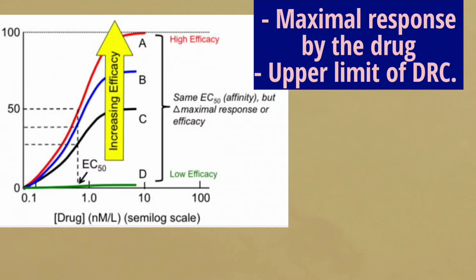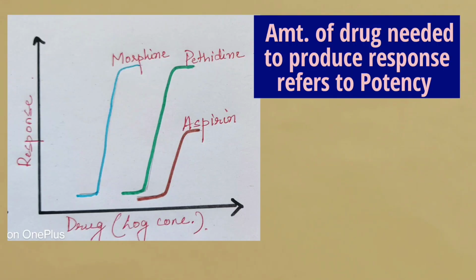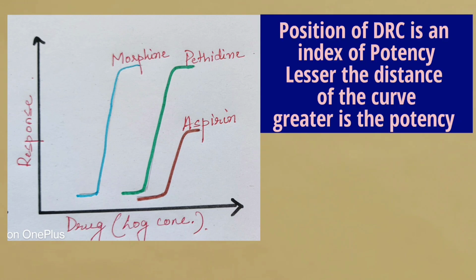So now let us compare it with potency. Now what is drug potency? Drug potency refers to the amount of drug needed to produce a certain response. For example, 10 mg of morphine is equal to 100 mg of pethidine. So morphine is more potent than pethidine, which means that less dose is required to produce a given therapeutic effect compared to pethidine, where more dose is required to produce a given therapeutic effect. On the graph, the position of the dose response curve on the dose axis is the index of drug potency.